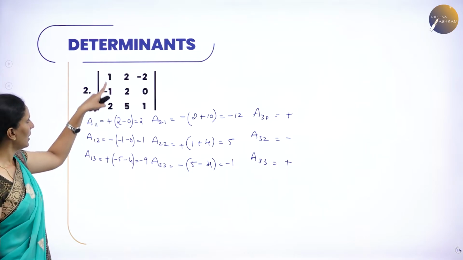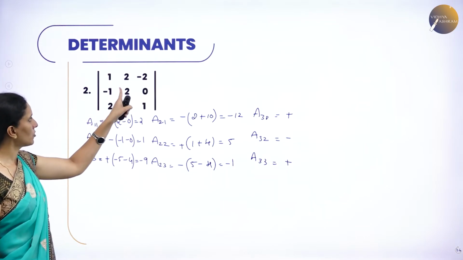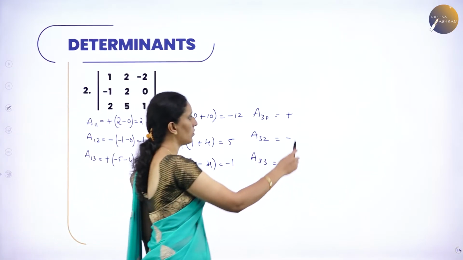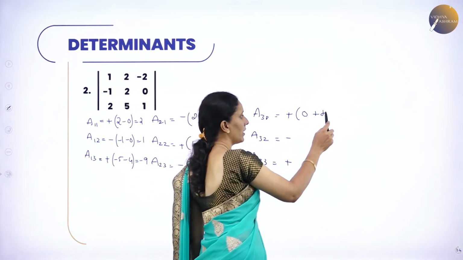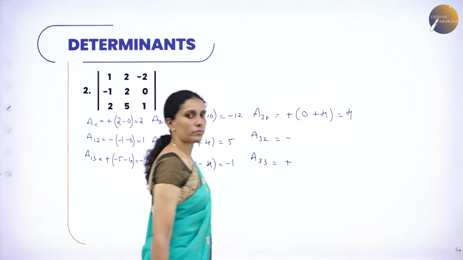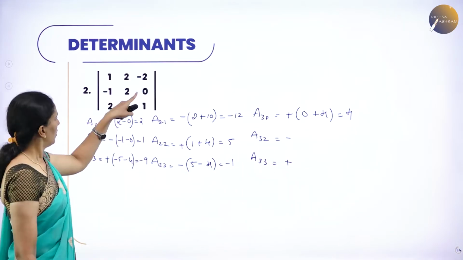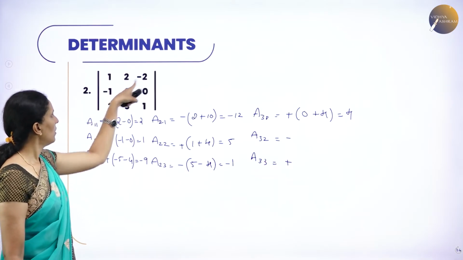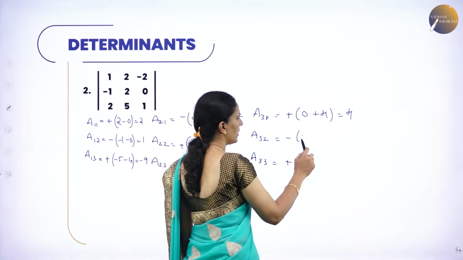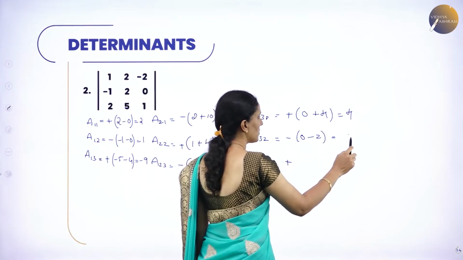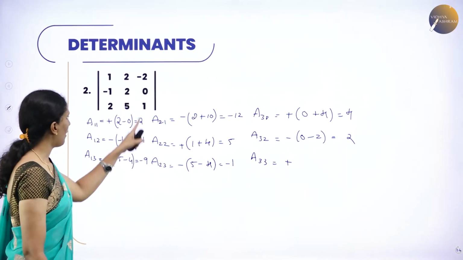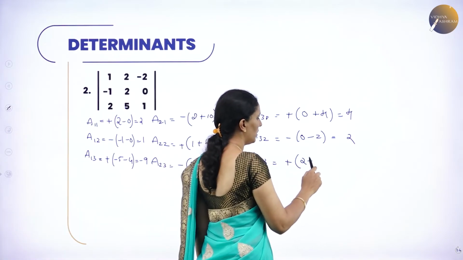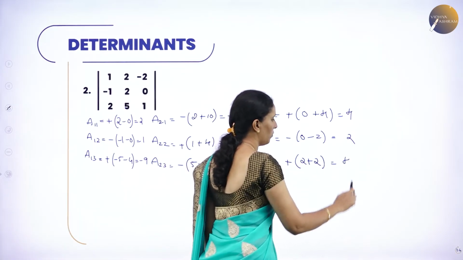Next, for 2, delete the row, delete the column. 2 minus 2, 2 0s are 0. Minus of minus 4 becomes plus 4. So 0 plus 4, it becomes 4. Next we have for 5, delete the column, delete the row. 1 0 is a 0. Minus 2. So 0 minus 2, which becomes plus 2. Next we have for the last one, 1 2 is a 2 plus 2. So here 2 plus 2 is equal to 4.